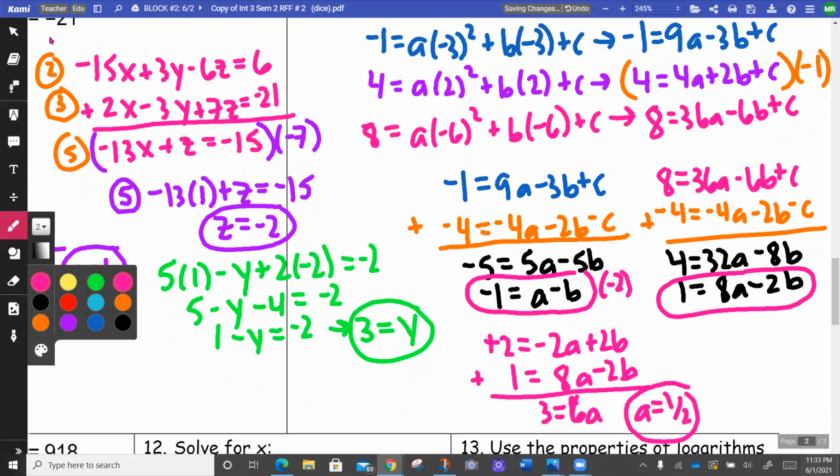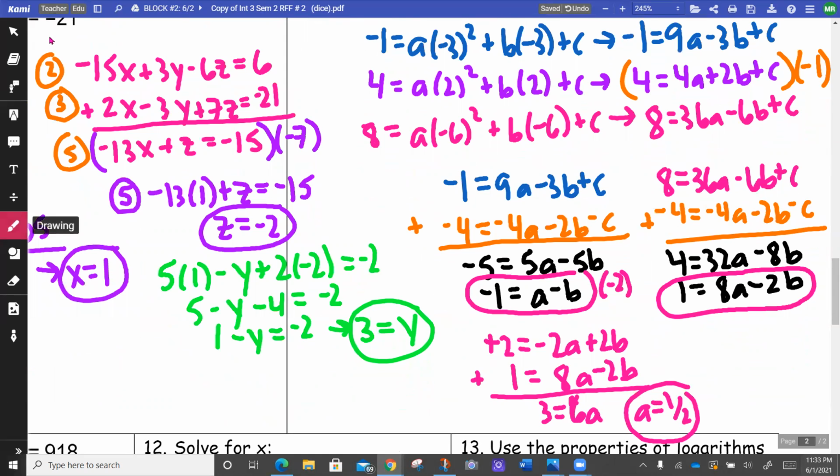Now I'm going to put that into one of these equations. So let's do it into this one. So 1 is equal to 1/2 of 8 is 4 minus 2b. So that's going to be a -3 is equal to a -2b. So I get a 3/2 for my b.